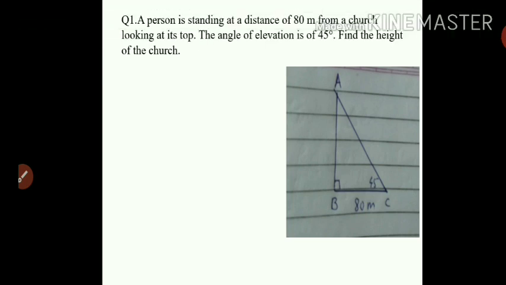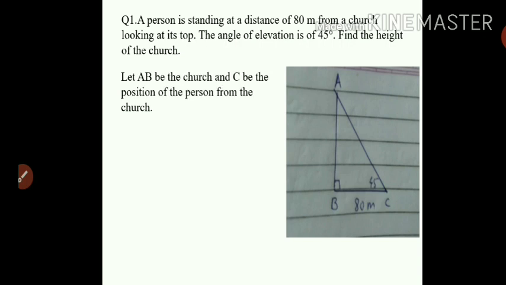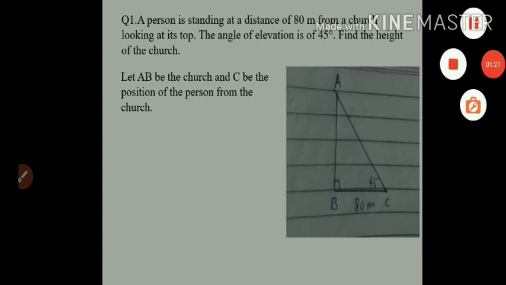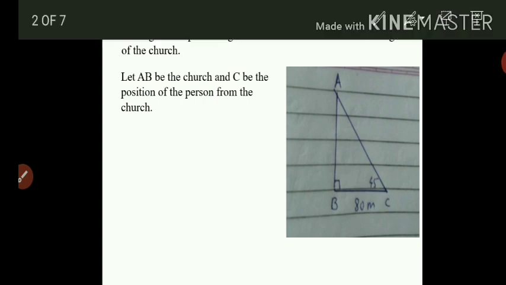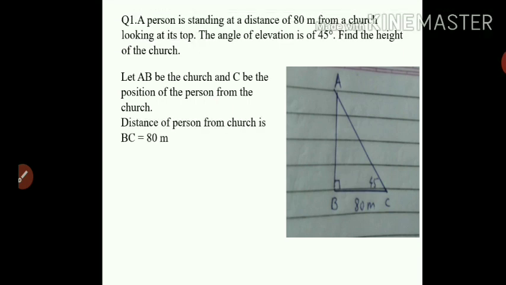See, in the diagram we can say, let AB represent the church and the point C is the position of a person from the church, means a person who is standing from the church at point C. So now BC is the distance of the church from the person, means the distance of the person from the church is BC, that is 80 meters.